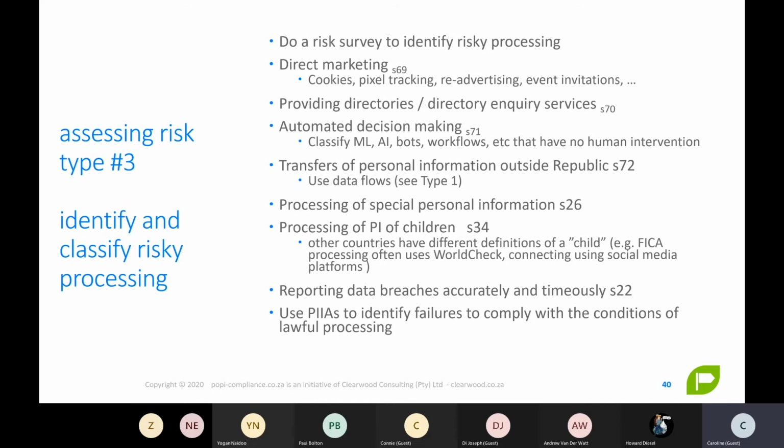Events. Yeah, these things hide. You think direct marketing is, oh, well, we don't use SurveyMonkey. No, if you're sending out event invitations, trust me, you're doing direct marketing. Right. There's a very broad definition in POPI.